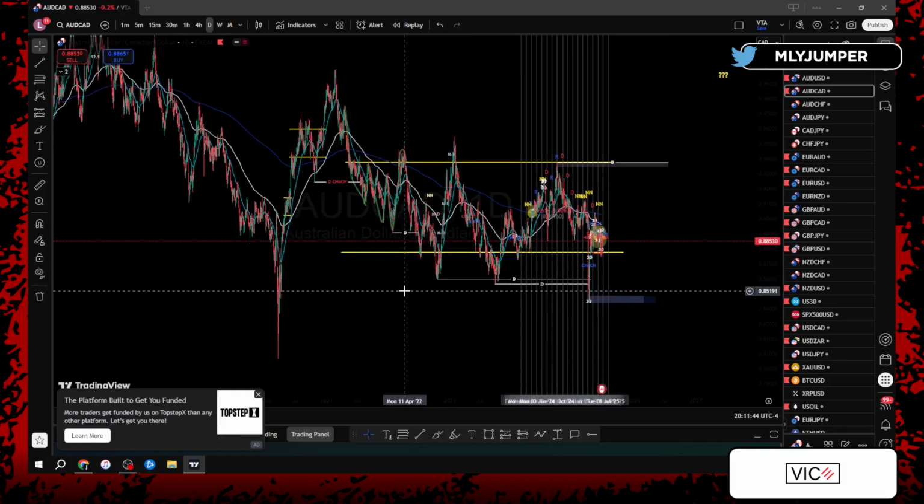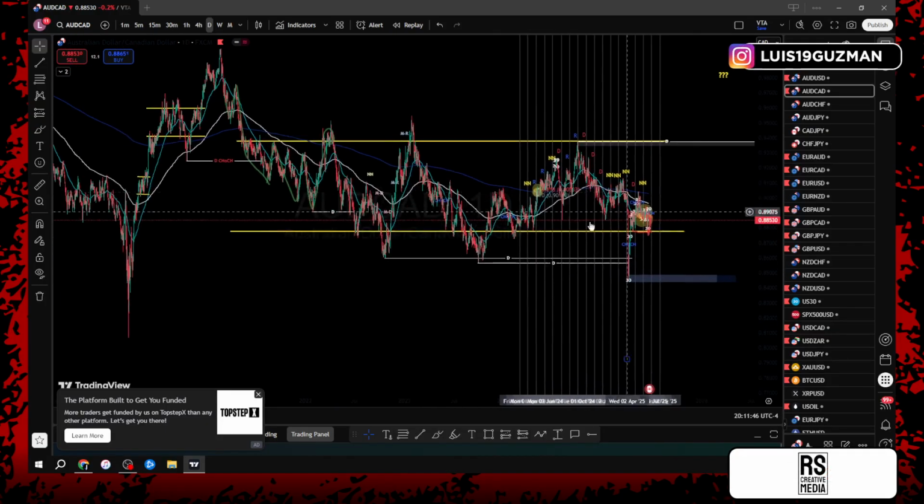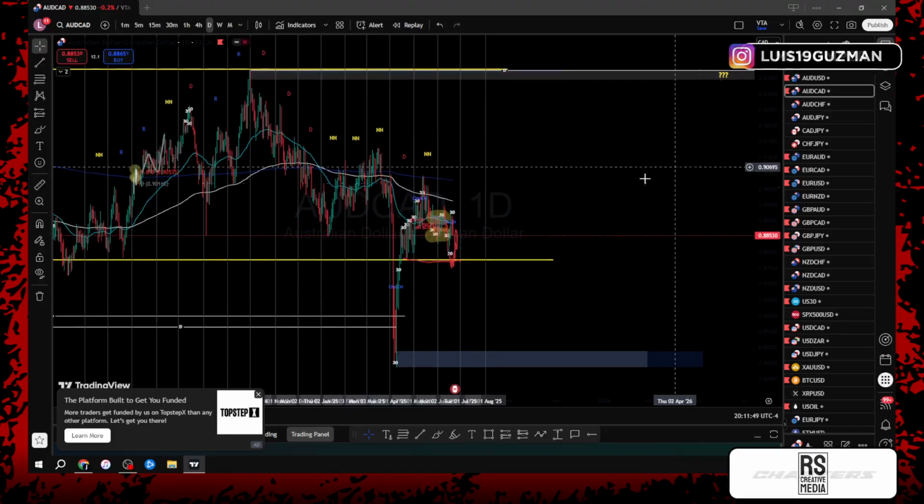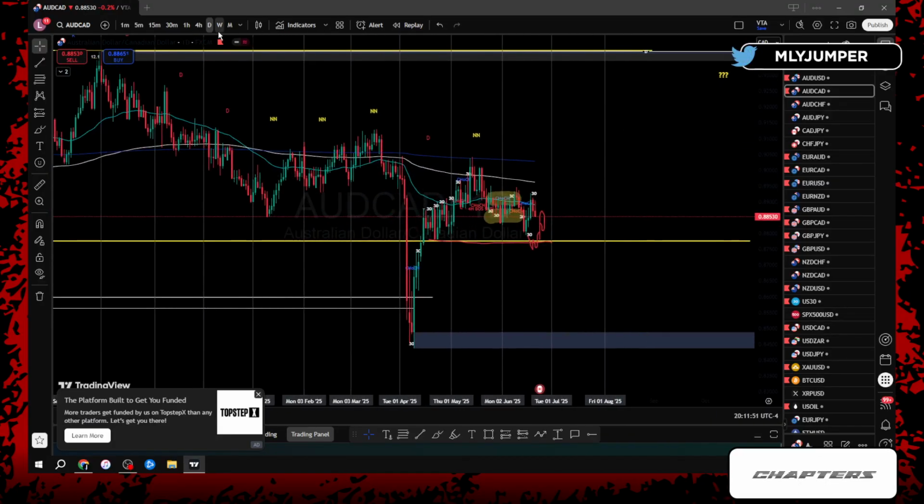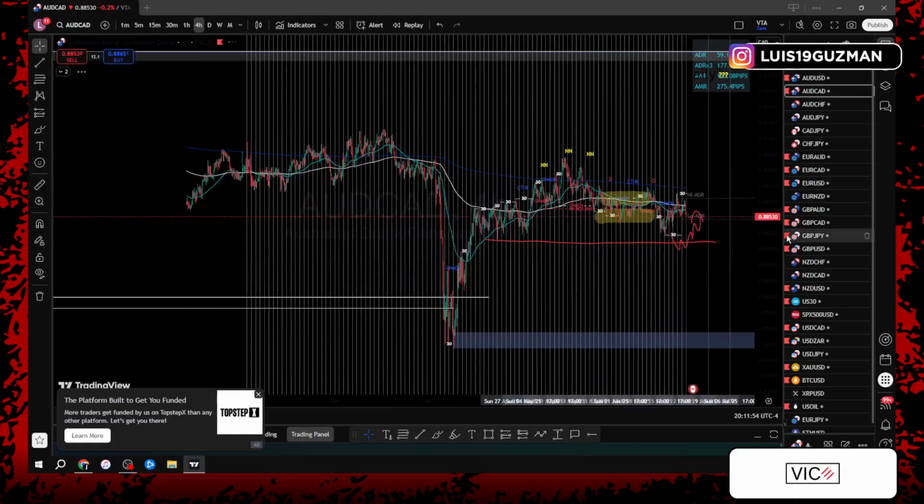AUD CAD is still in A1, it's still in the first zone of consolidation. No valid break of the lows just yet. No continuations. Internal time frame still giving us lower lows and lower highs, which is good.